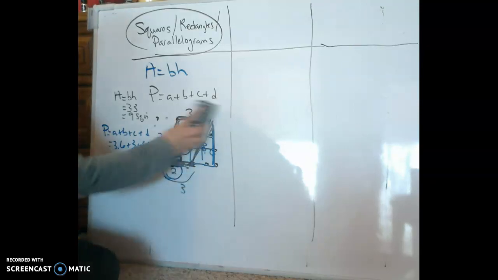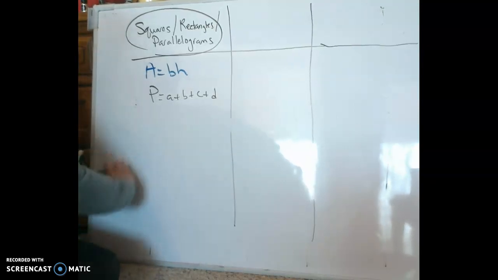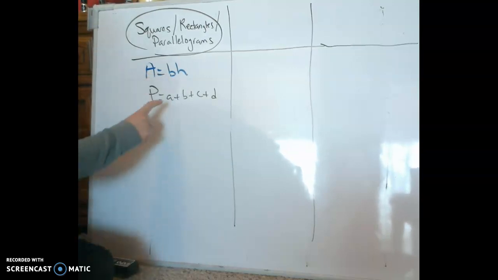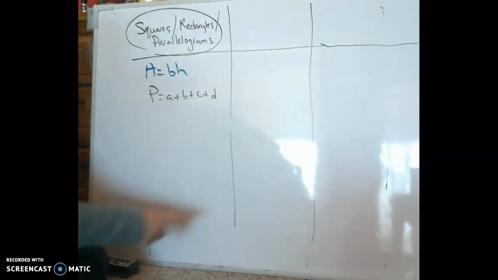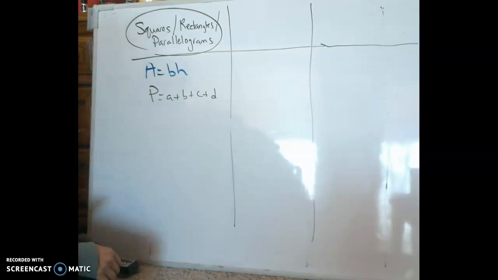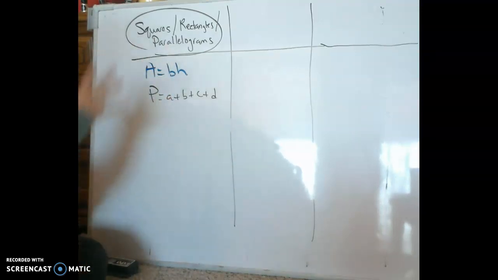Alright, so really, that's what we have right now, is that for those shapes, you can do base times height, you can add up all 4 sides, and then tomorrow we'll move on to the next one. And basically, if you know these 3 kind of columns, you can find the perimeter and area of anything.